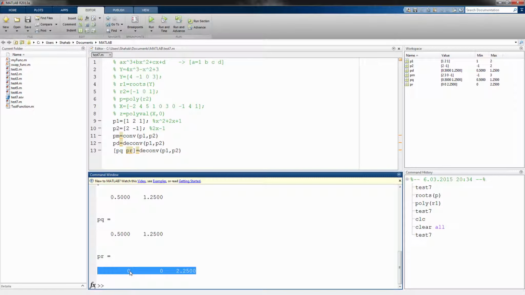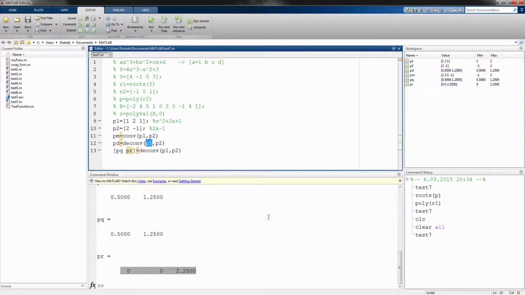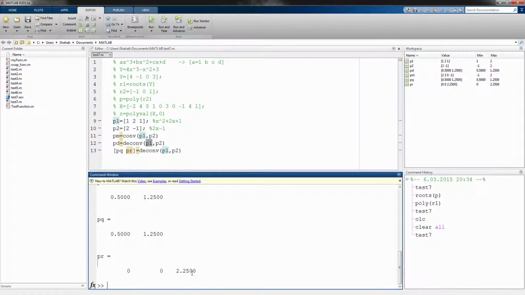It tells us what the order should be. I mean, the order cannot be 2 of course because we already have done it. The remainder is a constant 2.25, and the reason that we have 3 values here is that the number of elements in PR is equivalent to the number of elements in P1, the bigger one that we have. Here we had 3 values, which shows that the order is 2. That's why we have the 3 values. But we know that 2 of them are 0, so it means that we don't have x squared, we don't have x, and what we have is a constant.